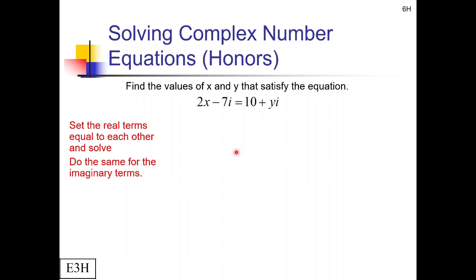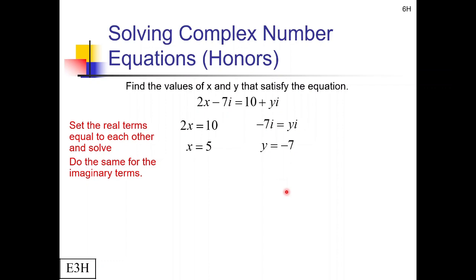All right, so our real terms, we've got 2x and 10. Now, how do I know those are real? Well, they don't have an i next to them, so that's really the only way I know. So 2x equals 10, meaning that x equals 5. And then for the imaginary parts, we have negative 7i, don't forget the negative, equals yi. And then just dividing both sides by i, we have y equals negative 7.